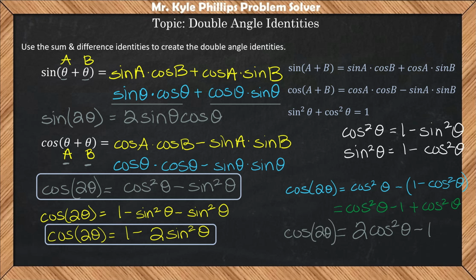So you see here that there are 3 different variations for writing out the double angle identity for cosine.